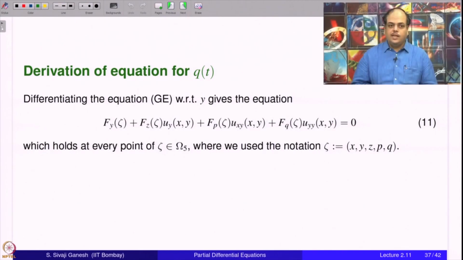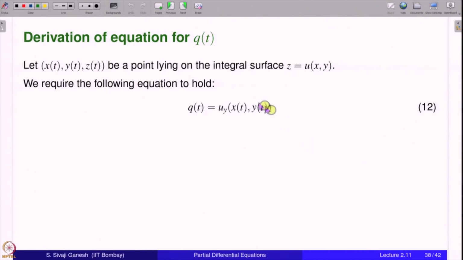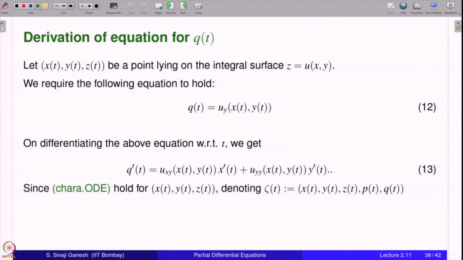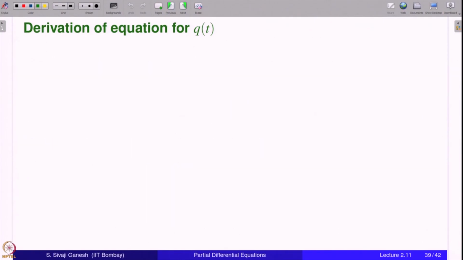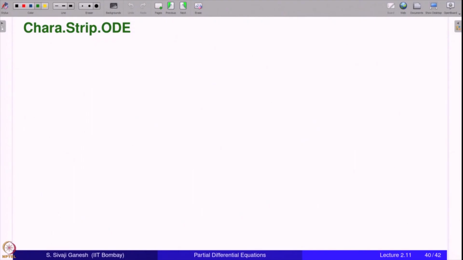What do we do? We look at the same equation GE, differentiate that with respect to y, we get something. Then we propose the value for q t. Q t is supposed to be u y of x t y t, differentiate this with respect to t. It will involve u x y and u y y, eliminate this using the previous equation, I think it is equation 11, and then you get an equation for q prime. X is replaced by y, that is the only change, p is replaced by q. So, this is the equation for q prime. So, we got the equation for q prime also.